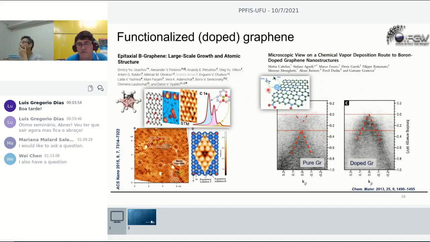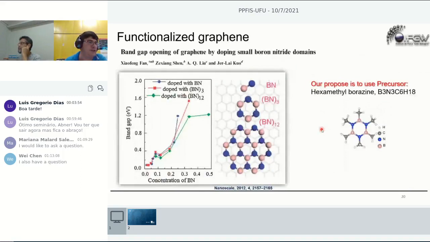In other works, they try to use two precursors. They have used methane to grow graphene, and they put together another molecule, that I don't know exactly the name, to try to dope the material with boron during the growth. And what they have seen, this is an ARPES measurement, they could see the doping of the material correctly.